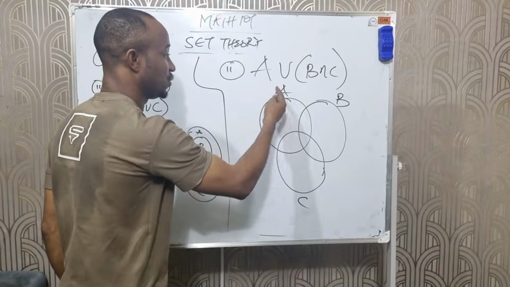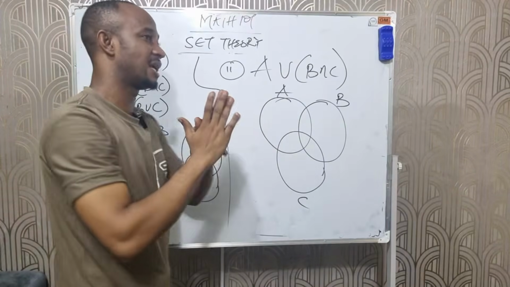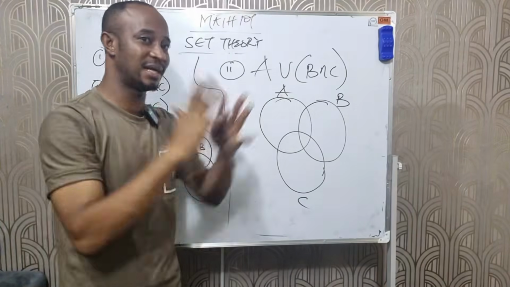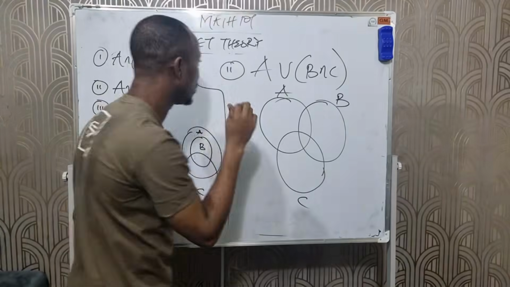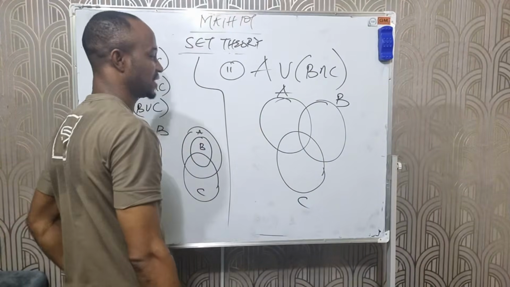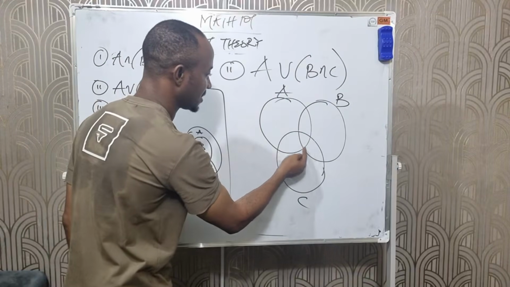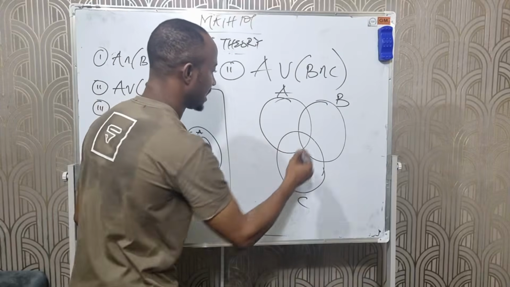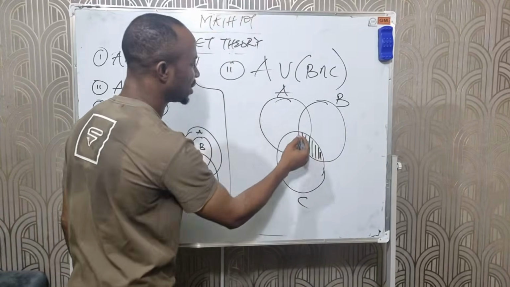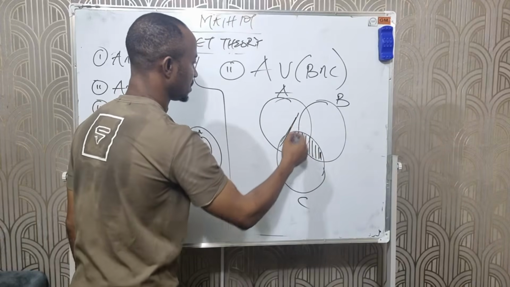I'm bringing out their union. The first is to bring out the union, which is like bringing together A and B intersection C. Now the first is to find out what is B intersection C. Where can we locate B intersection C? It's simply here and here. So that means I'm going to shade here first, my B intersection C. Then union A. Where is my union A? It is here. This is my union A.